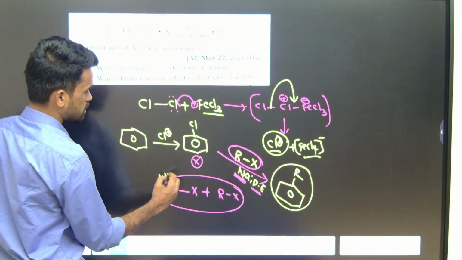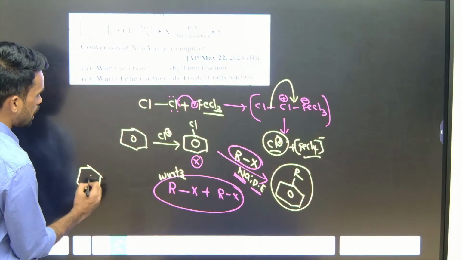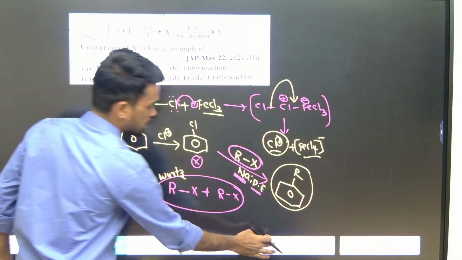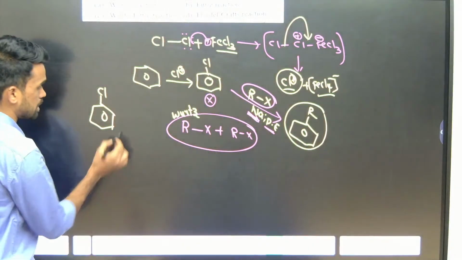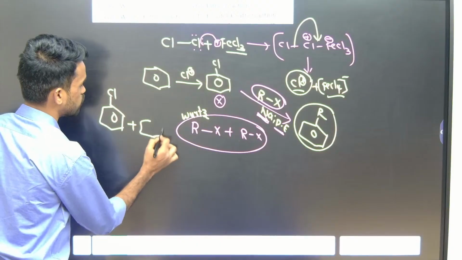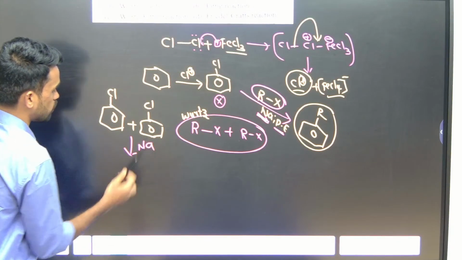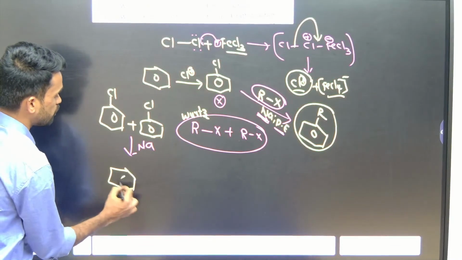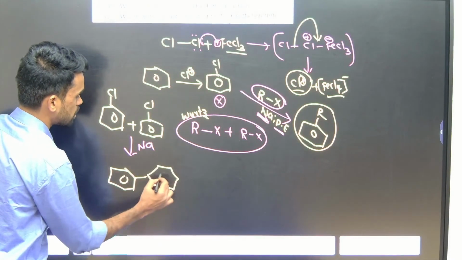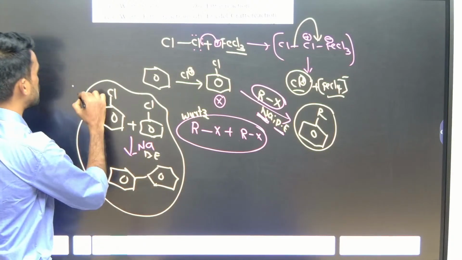the Wurtz reaction. What is the name of that reaction? Wurtz reaction. If only haloarenes, only aryl halides, are involved in the coupling reaction, then you are going to get biphenyls like this. This is called the Fittig reaction. What is this reaction called? The Fittig reaction.